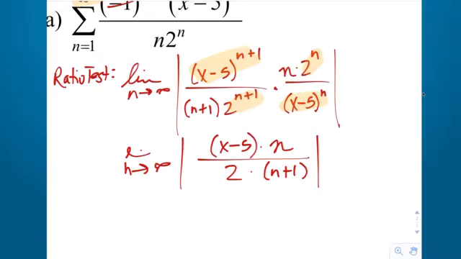Okay, so remember that we're still taking the limit as n goes to infinity, so anything that's not an n we treat as a constant. So really you could think of the top as being a linear function, n to the first, with a coefficient of x minus 5. And the bottom, if you distribute the 2, would be 2n plus 2. So the bottom is also n to the first with a leading coefficient of 2. Yeah?